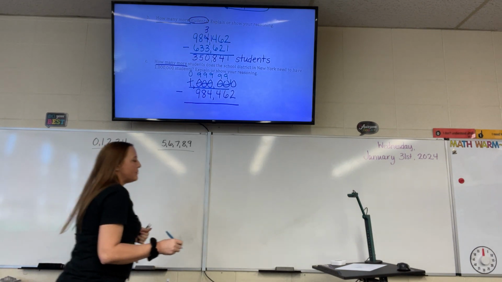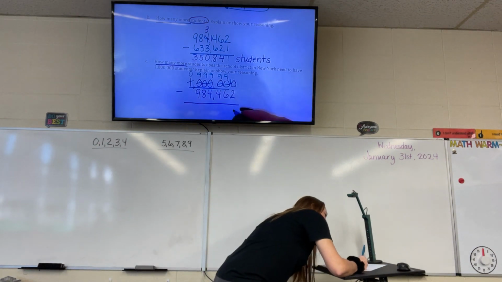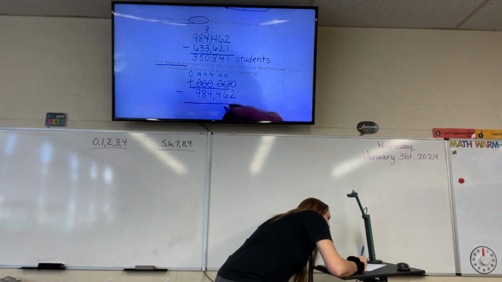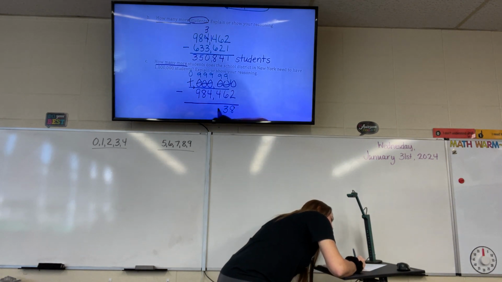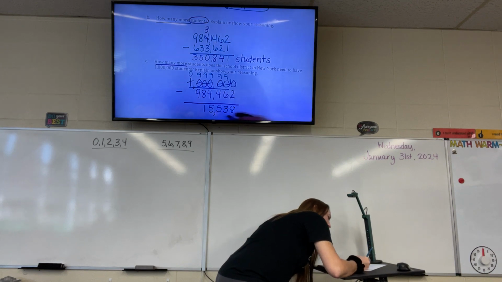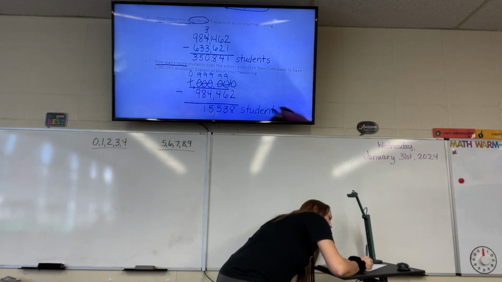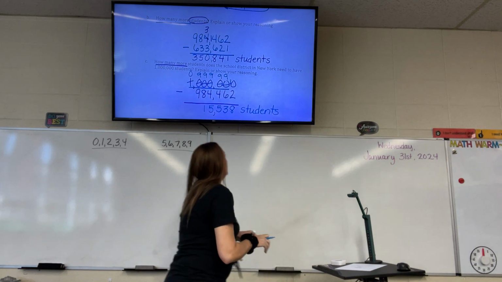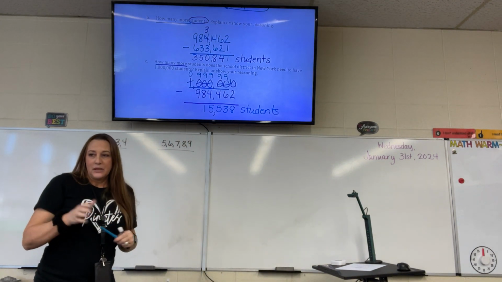Okay, so what is 10 minus 2? 8. 9 minus 6, 3. 9 minus 4, 5. 9 minus 4, 5. 9 minus 8, 1. 9 minus 9, 0. And 0 minus nothing, 0. So 15,538 students. Okay? That's it.